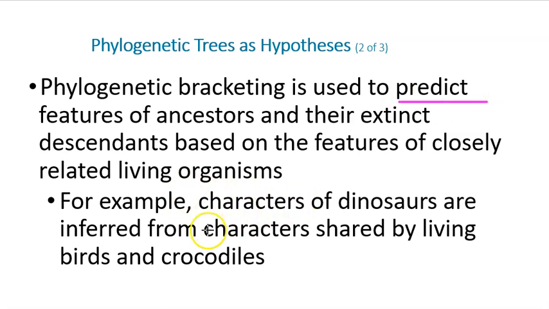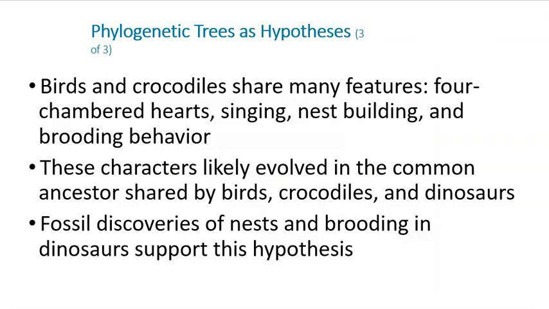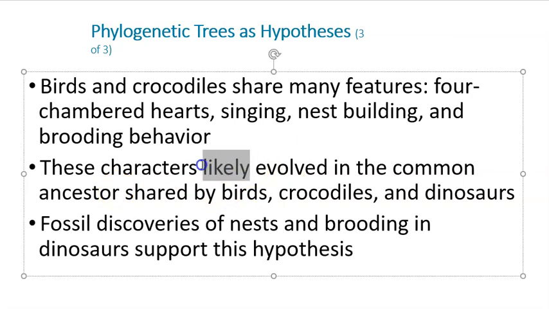For example, characters of dinosaurs are inferred from characters shared by living birds and crocodiles because they are relatives. There's a common ancestor. Crocodiles are crazy old according to evolution. And so, the common ancestor of crocodilians, dinosaurs, and birds, right? So what traits do birds and crocodiles share? We can start filling in the gaps based upon phylogeny: four-chambered hearts, singing, nest building, brooding behavior. These characters likely evolved in the common ancestor. Likely, of course, we don't really know, but it's a prediction based upon evidence.